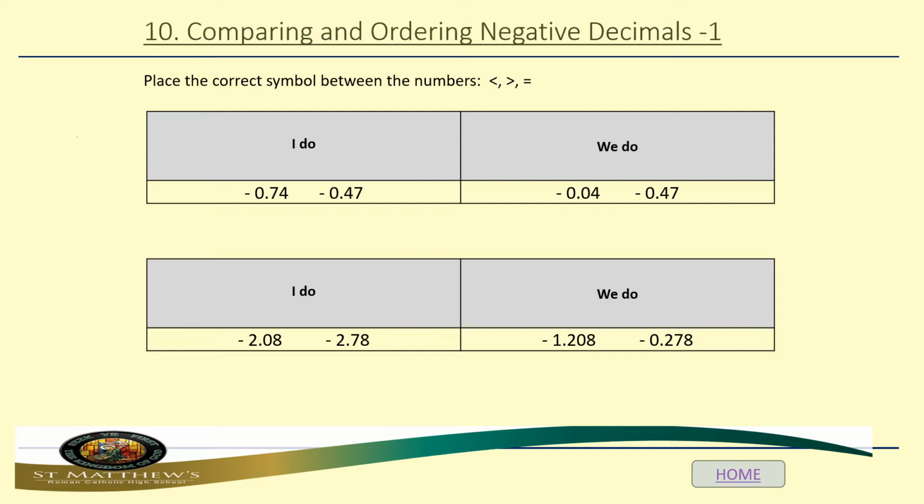One of them is minus 0.74, the other one is minus 0.47. If they were positive, then definitely 0.74 would be bigger. But because they are negative, it's the other way around. Minus 0.74 is smaller than minus 0.47. Why is it? One of the ways to think about it is with a number line.